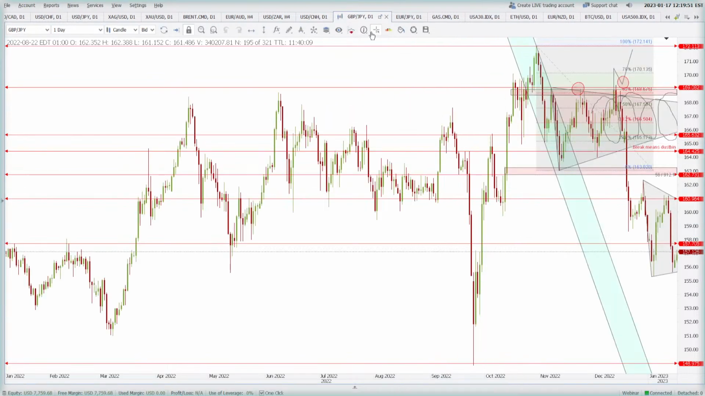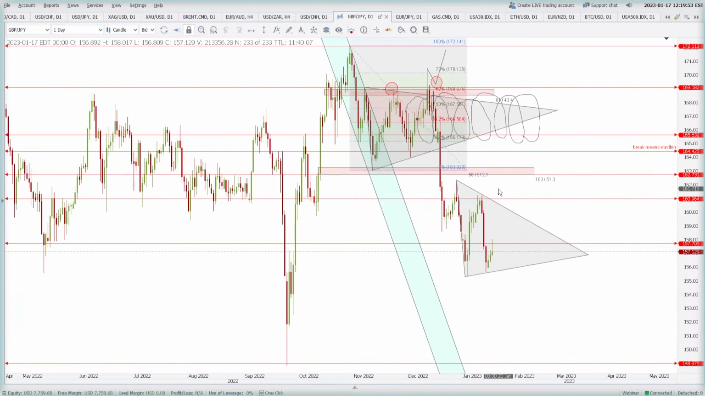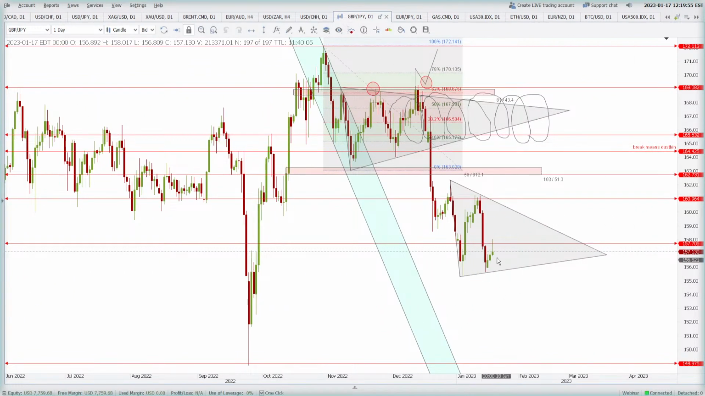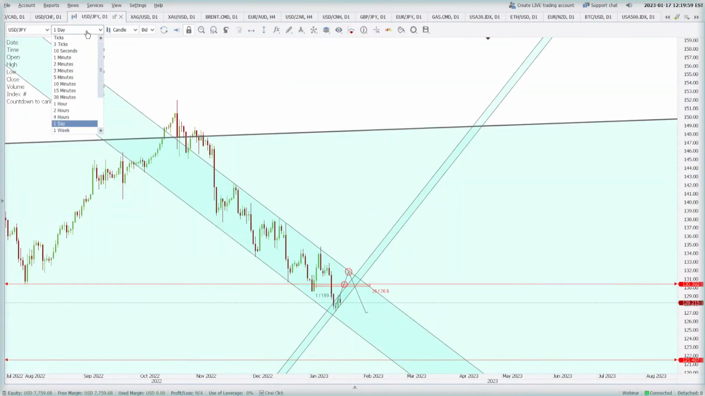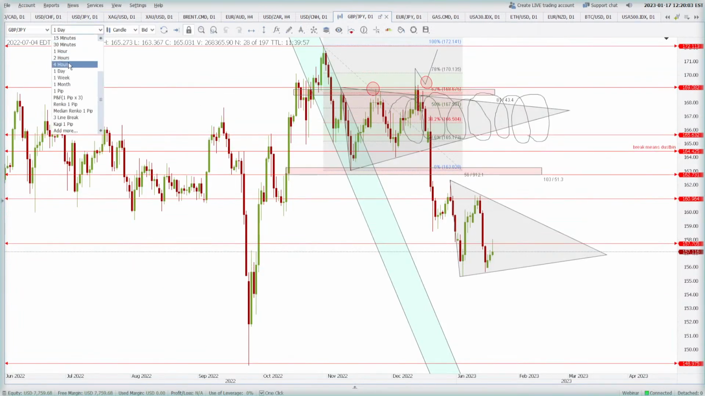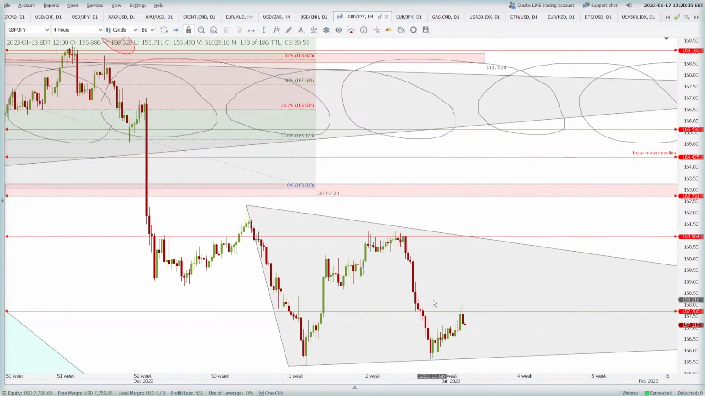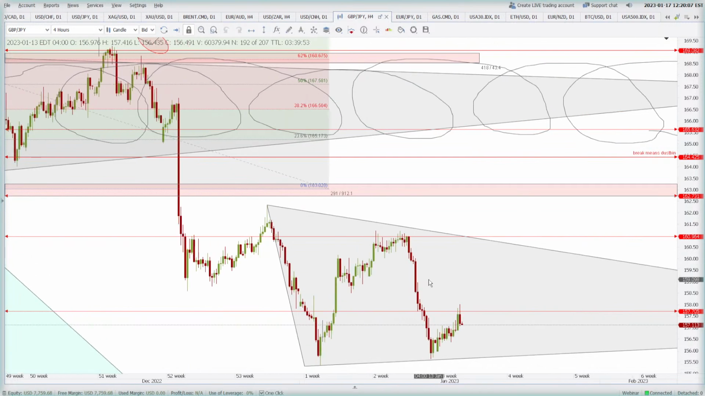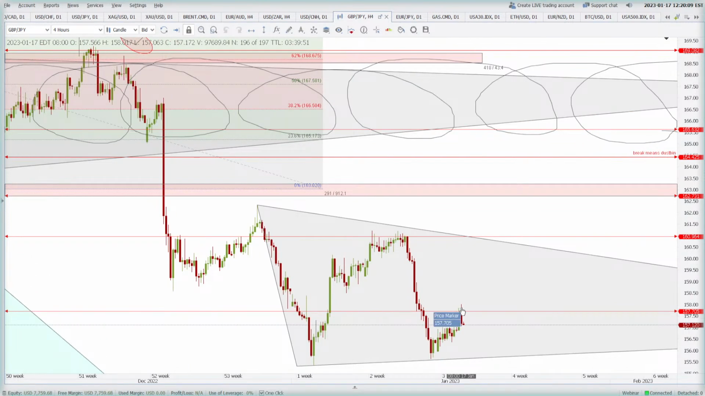GBP JPY. Yesterday it was a sell, but today it went higher to 157.70, but eventually it was sold off. On the 4 hour, okay, it went higher, was rejected.